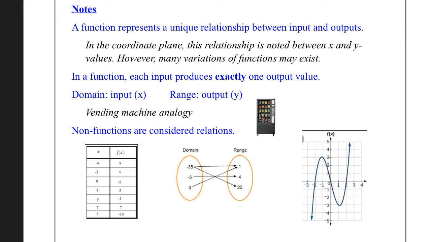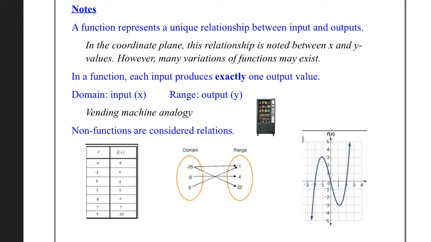Okay. There's a few other similar analogies you'll see in textbooks and things like that, but I think the vending machine one works best. The idea that hitting a button produces one outcome, just like one x value produces one y outcome. Now, some vocabulary terms, I should say, domain and range.